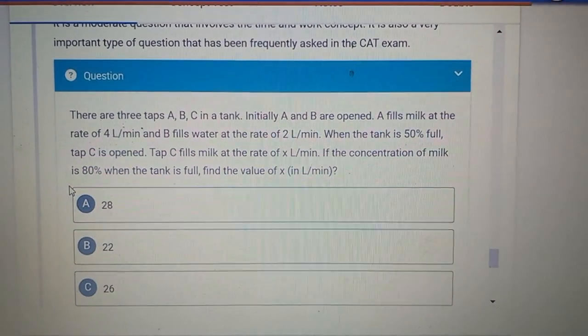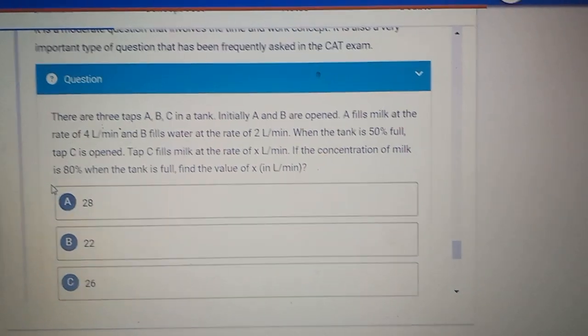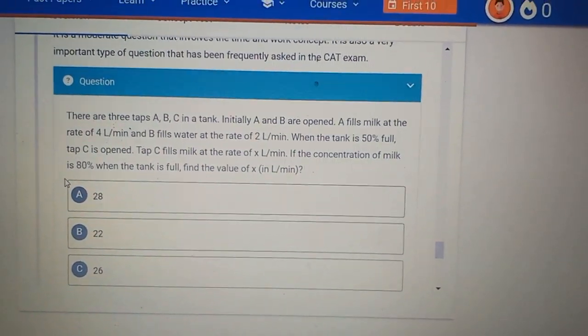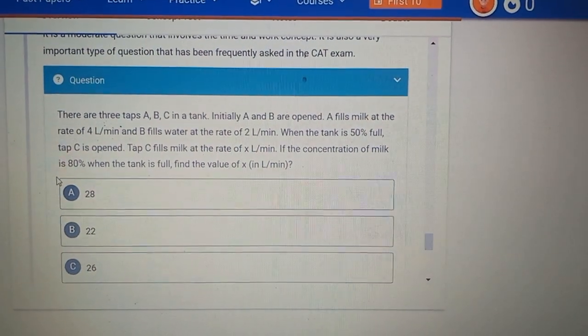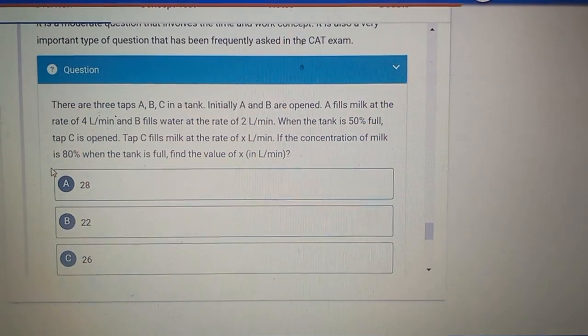Good afternoon, guys. Today I'm gonna talk about the solution of this question. This is one of the questions of ratios and proportion, which many students find hard, but it's actually very easy, and I'm gonna show you how to solve these types of questions.